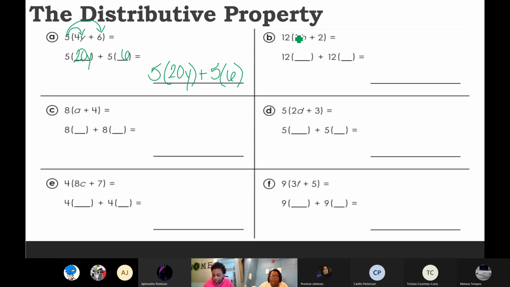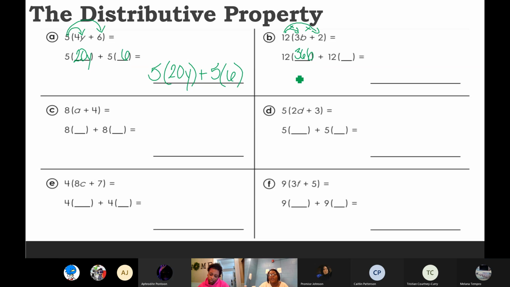Let's look at B. A little bit to you, a little bit to you. I'm distributing 12 to both of those terms. What would go in this blank? Someone turn on their mic and let me know. It's okay if we're just learning. We're just learning it. It's okay. What would go here in this blank? What is 12 times 3? 36.